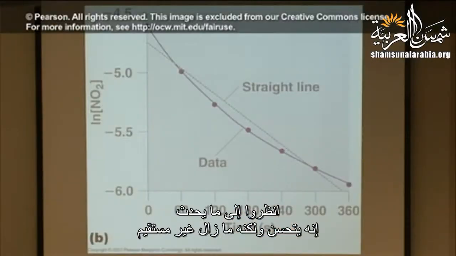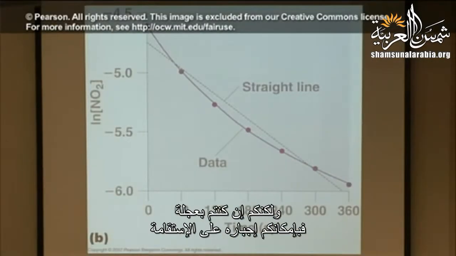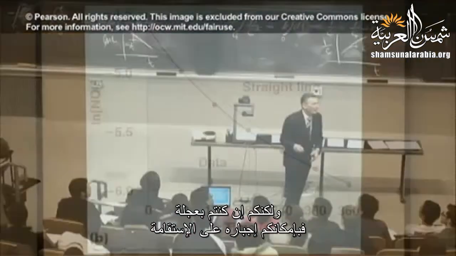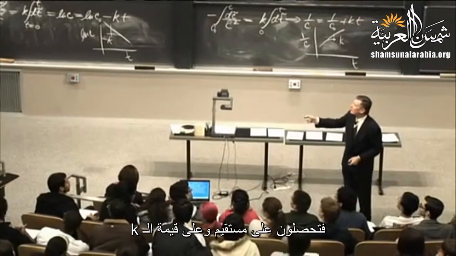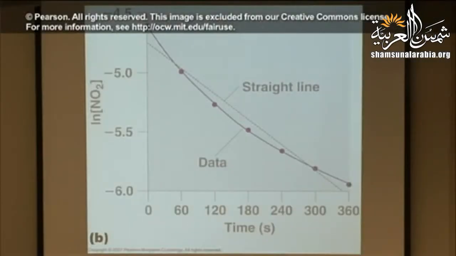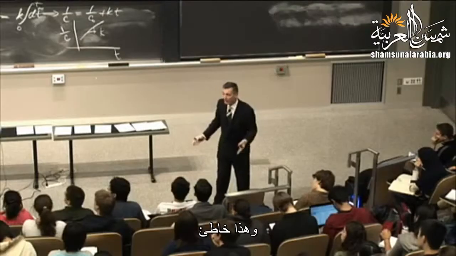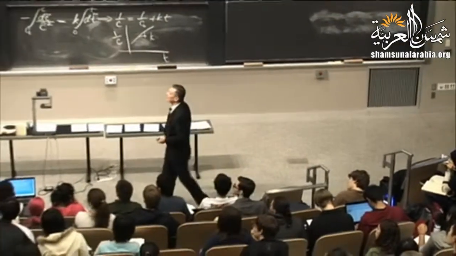It gets a lot better, but it's still not a straight line. But if you were in a hurry, you'd just say, I'll force the fit. You'll get a straight line and you'll assign the value of k to it and party on. And it's wrong. So now let's try this.